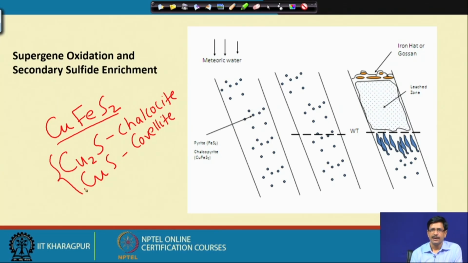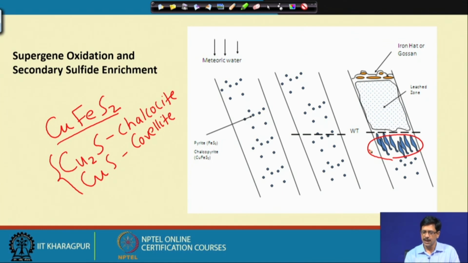These two minerals rarely form in primary ore bodies of primary sulfide ore bodies, because the conditions required, the activities of the fugacity of the sulfurous species and the concentration of these copper ions, do not allow formation of these minerals as primary minerals in the primary ore of any of the sulfide ore body that is forming in the earth's crust. So, the zone which is shown here is essentially the zone in which there will be enrichment of the metal in the form of the secondary sulfides, which are chalcocite and covellite.